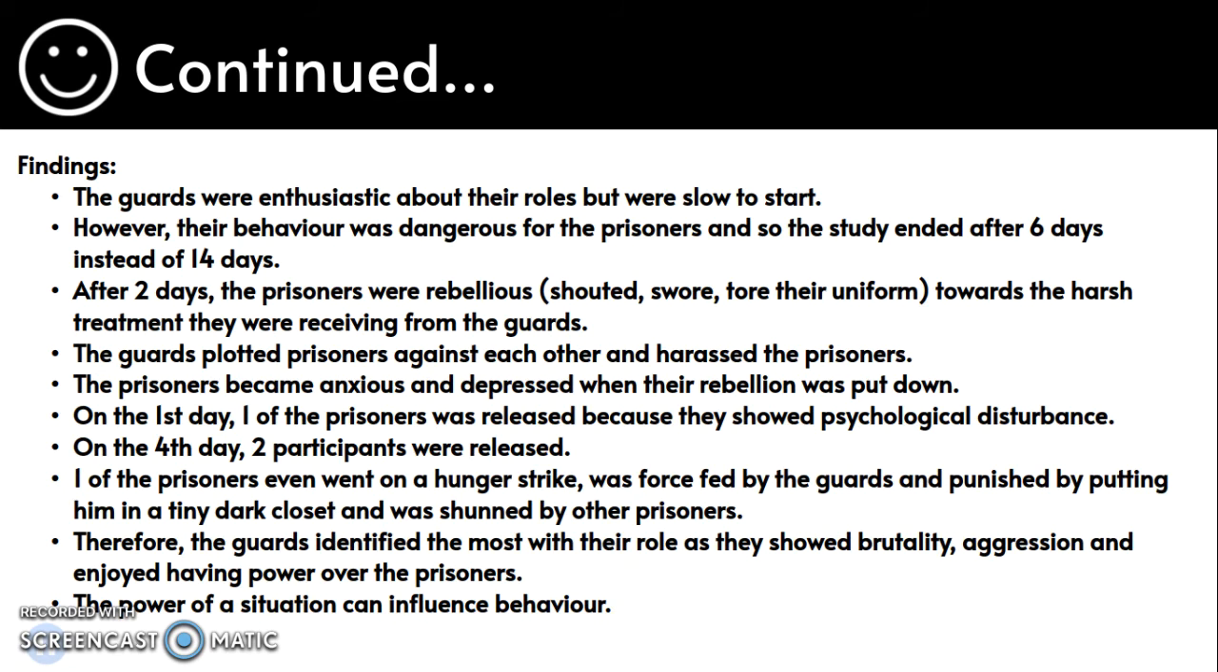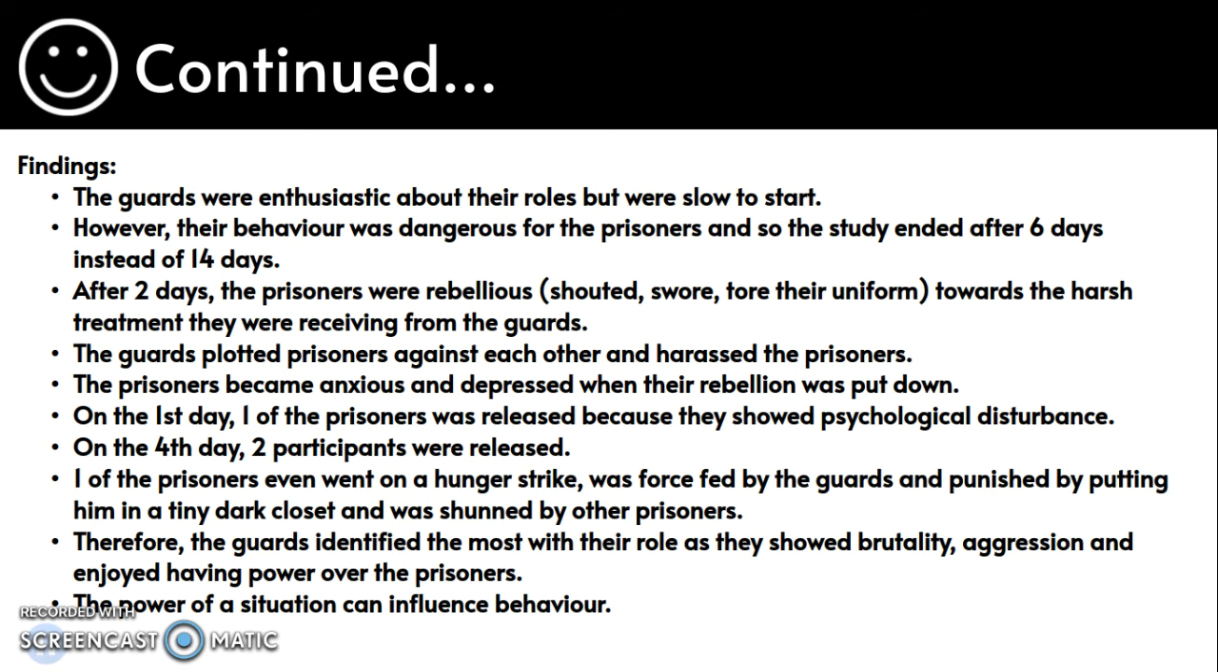It was found that the guards were more enthusiastic about their roles even though they were slow to start. However, this behavior of theirs was dangerous for the prisoners, and so the study ended after 6 days instead of 14 days. After 2 days, the prisoners were rebellious, so they shouted, swore, and tore their uniforms towards the harsh treatment that they were getting from the guards.